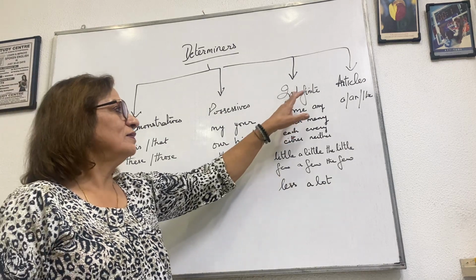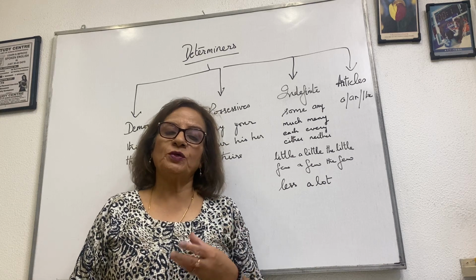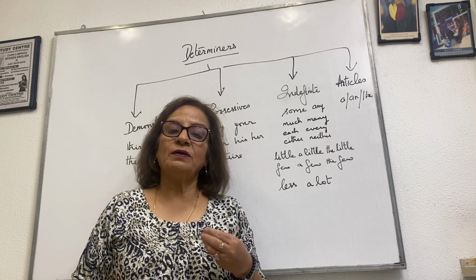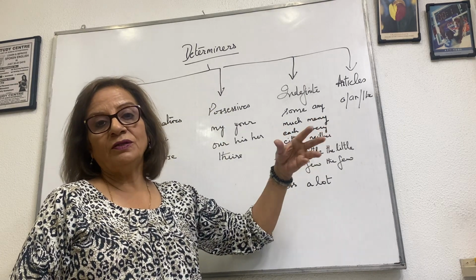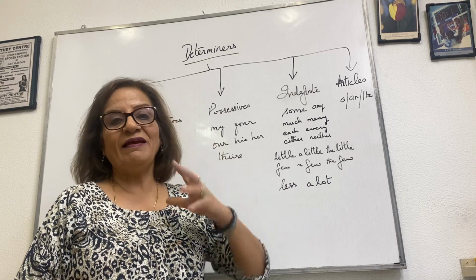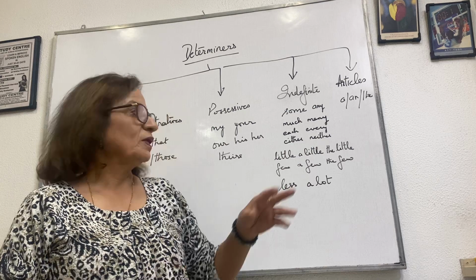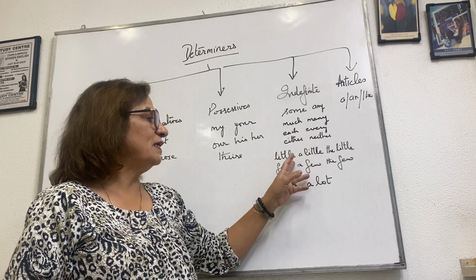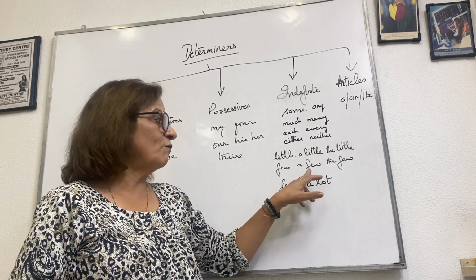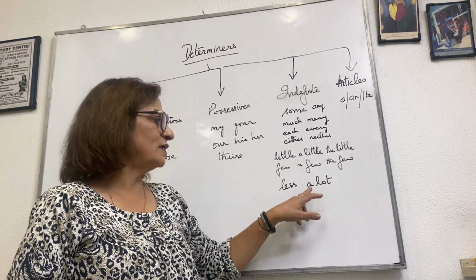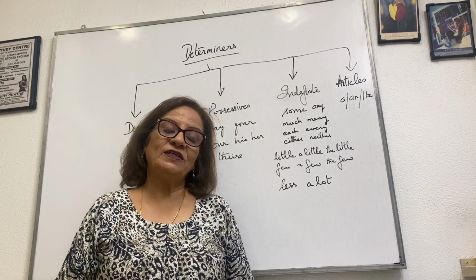Indefinite means when the quantity is not known. Some sugar, any money, little, much water, you don't know the amount. It is indefinite. Many: there are many boys in the class, you don't know how many, but there are lots. Each, every, either, neither, little, a little, the little. Confusion is too much here. Few, a few, and the few. Less, a lot, and so on. So today we are going to do these indefinite determiners.